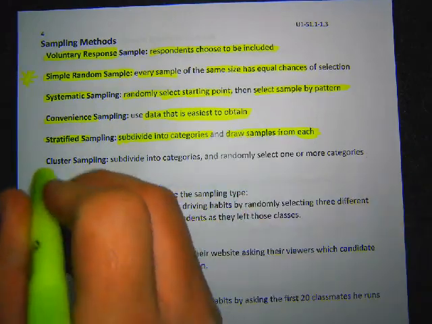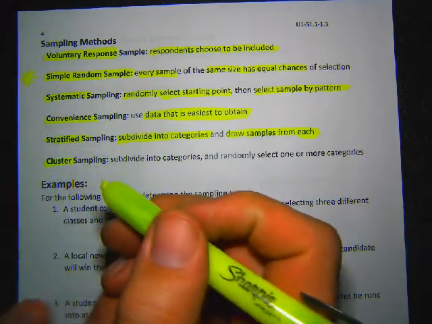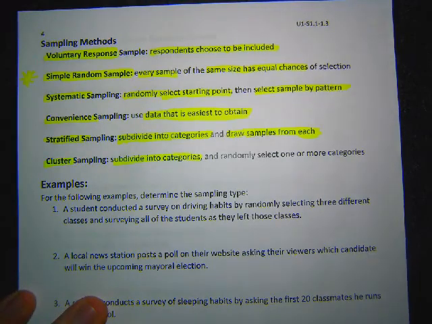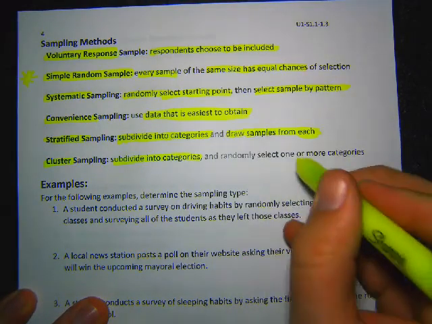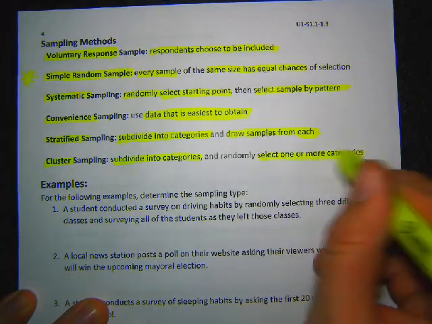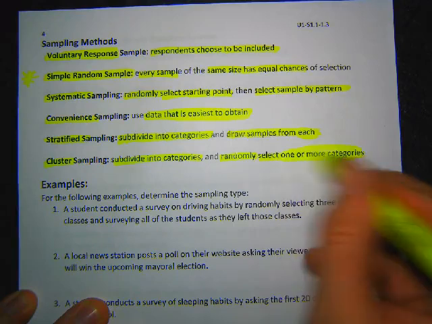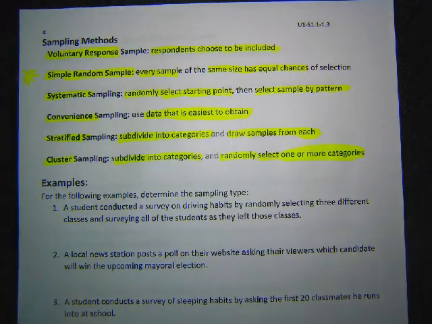Now cluster sampling is similar. We're still subdividing into categories, but now instead of picking just a piece of every category, we're going to select one or more categories. That's the big difference. So now I'd pick like South Dakota and Wyoming. Those would be the two I picked, and then the rest of them I'm not going to look at.